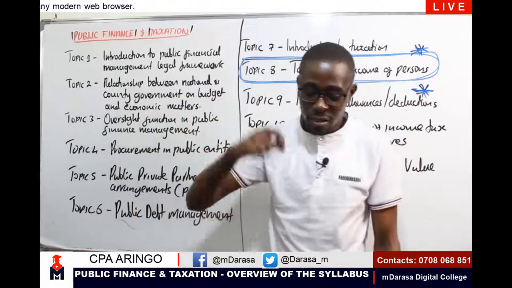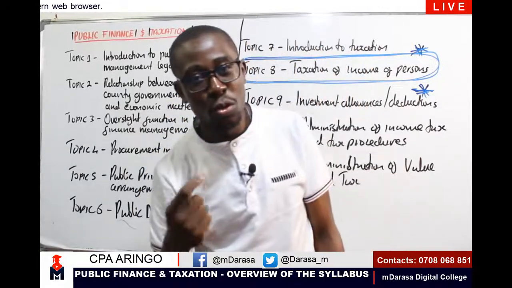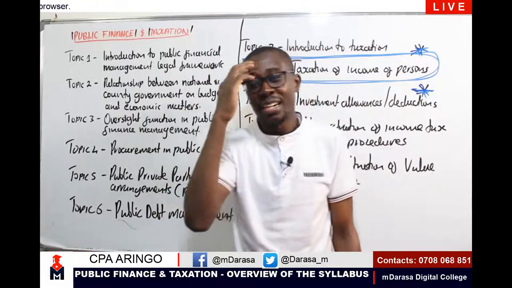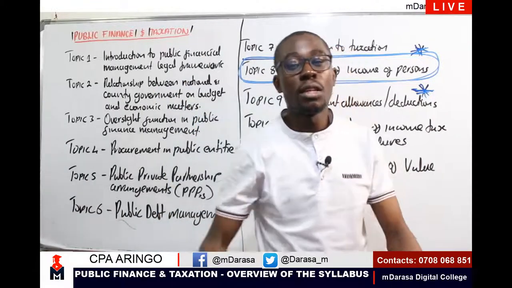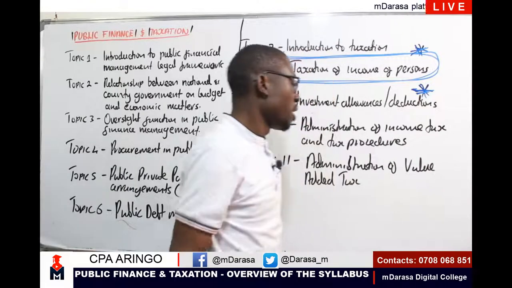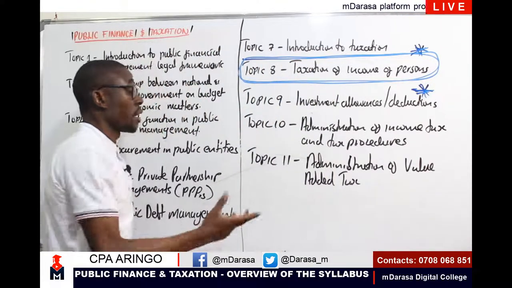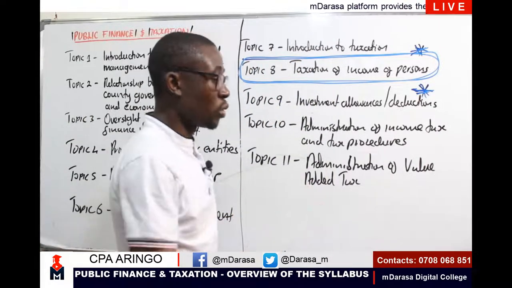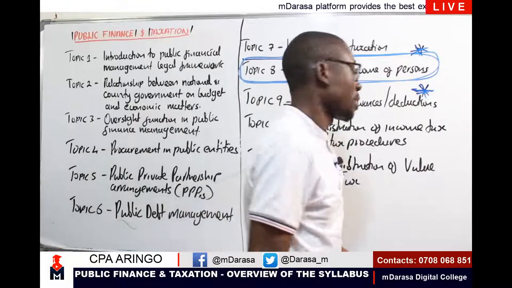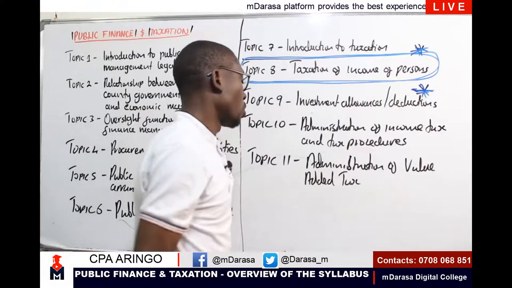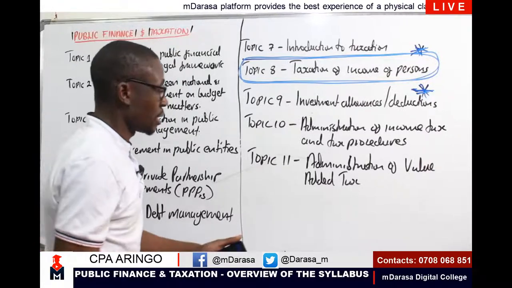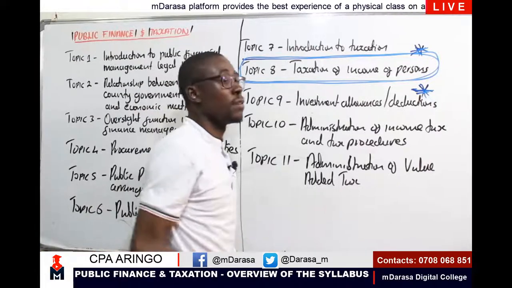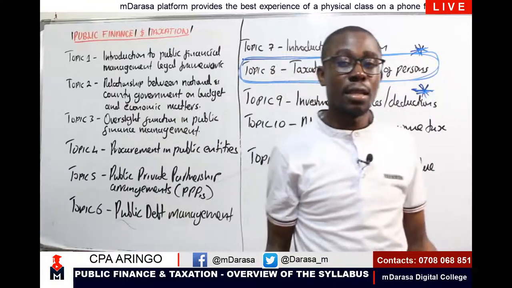Anytime there's a rise in VAT, people will always expect that everything will tend to rise. You'll find that it is a form of indirect tax, which we'll be looking at, the whole concept of indirect tax, which is chargeable on the value of goods within a certain jurisdiction. So it is very important that we understand this concept.